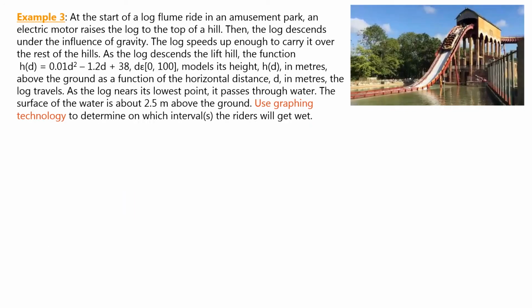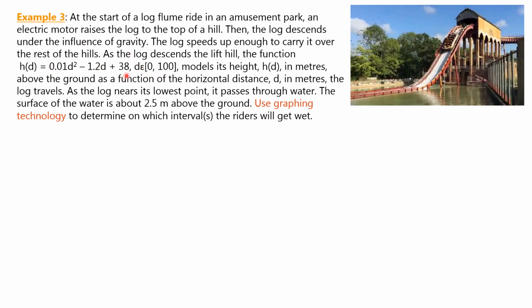Example 3. At the start of a log flume ride in an amusement park, this is a log flume ride, an electric motor raises the log to the top of a hill. There's the top. Then the log descends under the influence of gravity. The log speeds up enough to carry it over the rest of the hills. As the log descends the lift hill, so this is the lift hill here, this is the function that models its height in meters. So notice we have a restricted distance. So d is a horizontal distance just between 0 and 100 meters. It's not for the entire path of the ride, it's just for these first 100 meters.